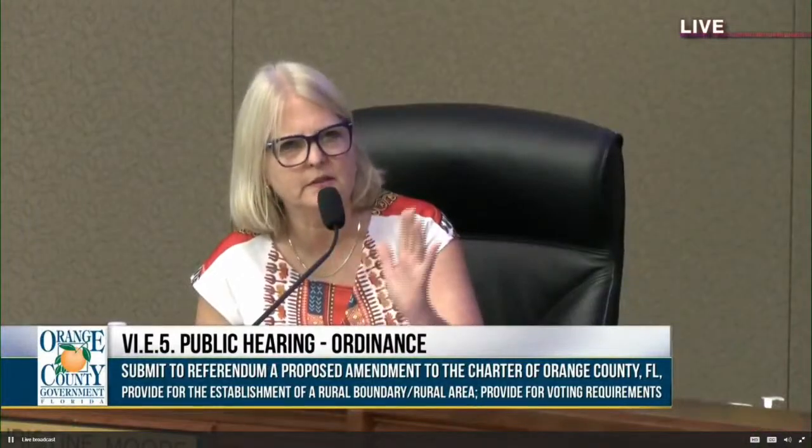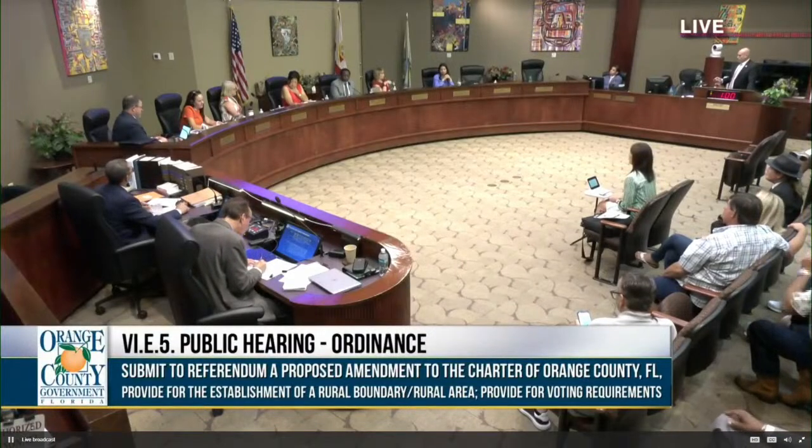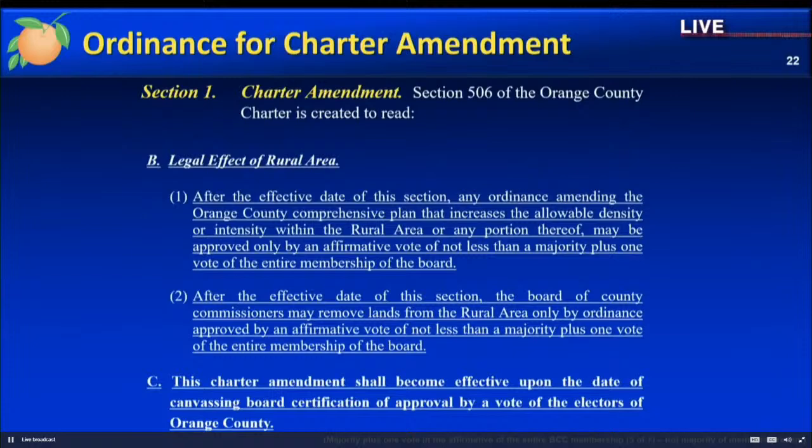Okay, so one more time, what are the two? So it's the majority plus one, and then you said there were a couple of... You can maybe put the language back up. Sure. There you go. So these two subsections within the ordinance itself basically say that in subsection B1, any ordinance that amends the comprehensive plan to increase the allowable densities or intensities within the rural area or a portion thereof may only be approved by an affirmative vote of no less than the majority plus one. And then B2, which says that any ordinance to remove lands from the rural area may only be done by that same vote.